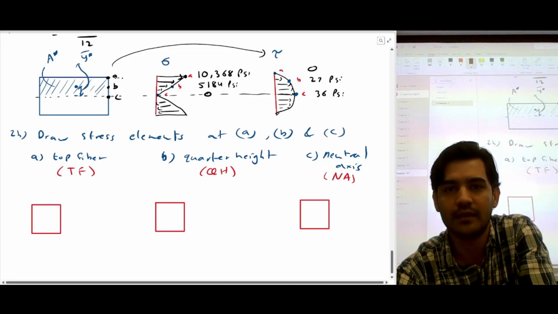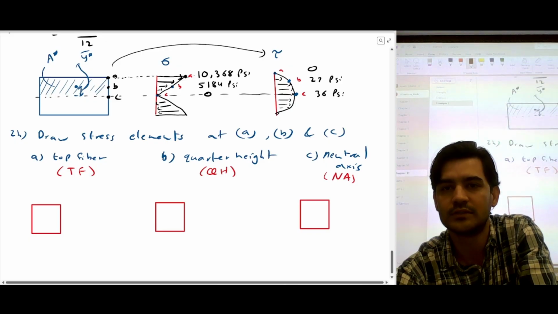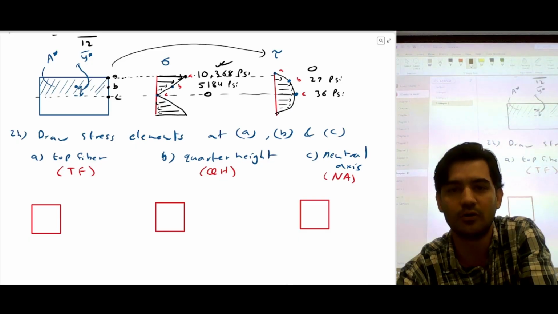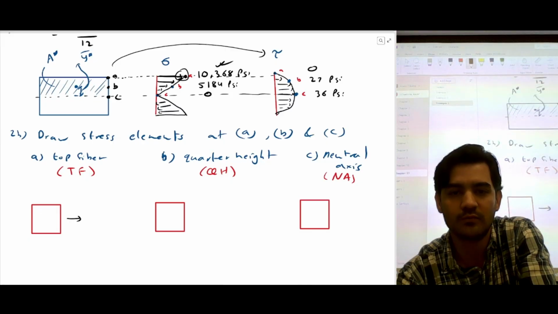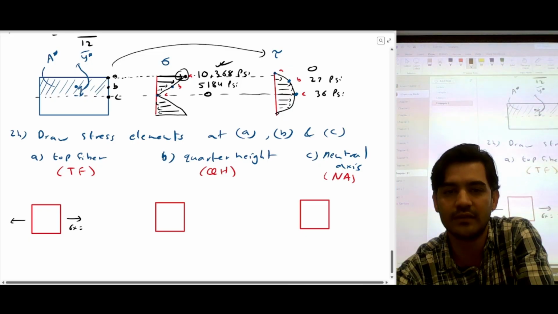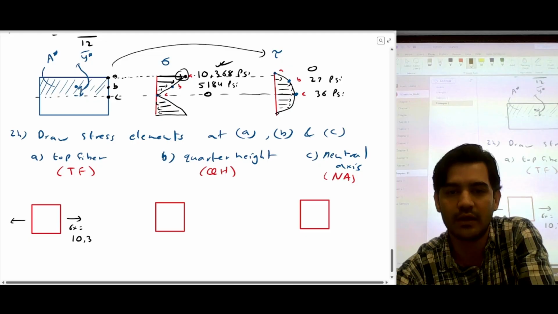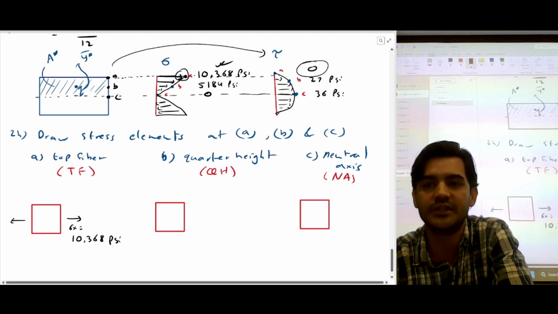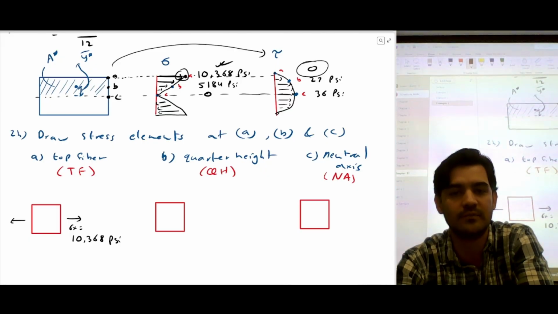So at point A, this is point A, right? At point A, our axial stress is 10,000 psi. This is our normal stress, and it is in tension. This normal stress in X is actually 10,368 psi. And our shear stress is zero at that stress element. So this is what we will have.